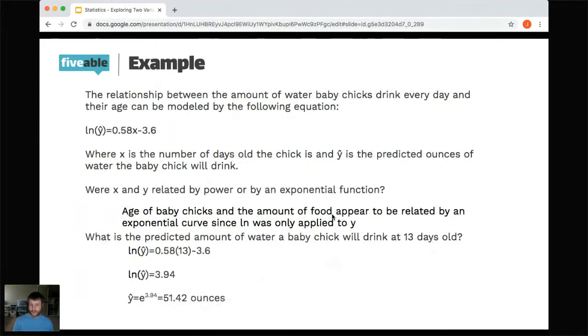Pre-calc, Algebra 2, it's in both of them, guys. I'm sure your Algebra 2 and pre-calc teachers hammer this home over and over again. So 51.42 ounces is the predicted amount of water that a baby chick would drink at 13 days old.